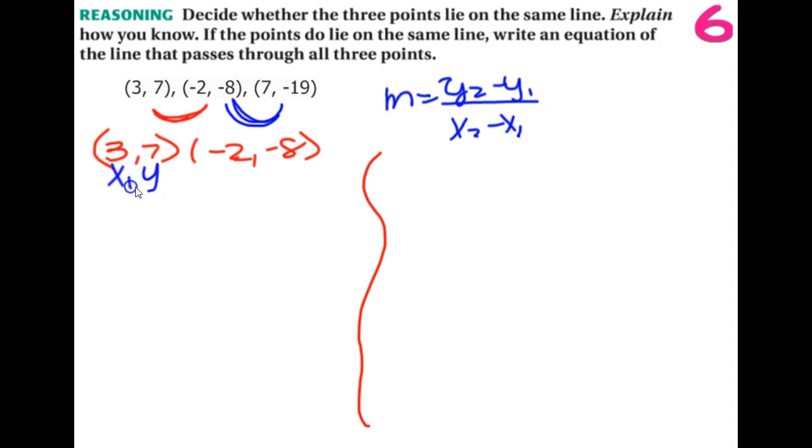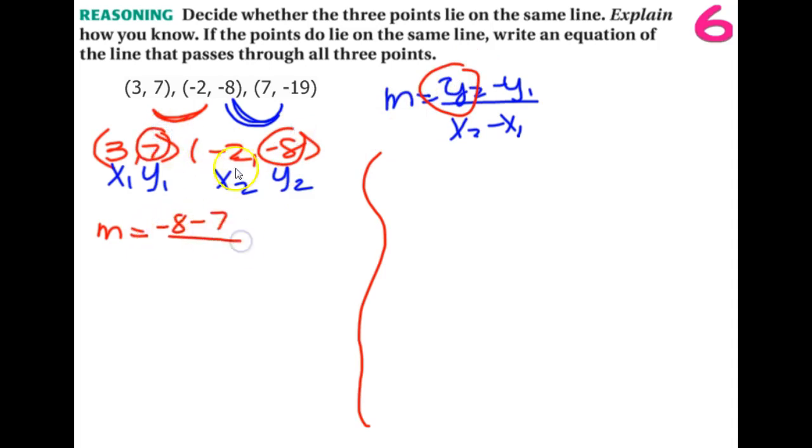So let's label our points. x1, y1, this is my first point. x2, y2, that's my second point. And plug them in. So y2, right here, which is -8, minus y1, which is 7. Same thing on the bottom, x2 minus x1, -2 minus 3. These are all negatives, -8 minus 7, so add them up, that's -15. -2 minus 3, that's a -5. 2 negatives make a positive. 15 divided by 5 is 3. So our slope from this point to this point is 3, or 3 over 1.